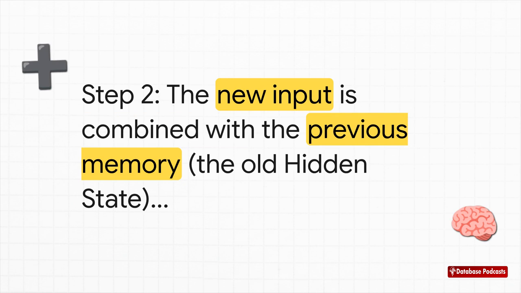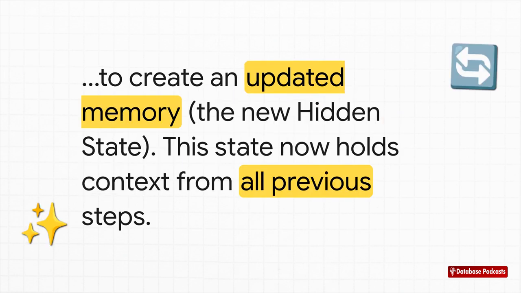Okay, now for word number 2. The network takes in this new word, and here's the magic, it doesn't just look at it in a vacuum. It combines this new information with the memory it just created from the first word, that old hidden state. And by blending that new input with the old memory, it creates an updated memory, a brand new hidden state. And this new state now has context from both the first and the second words. This whole cycle just repeats for every single word, carrying that thread of context all the way to the end.